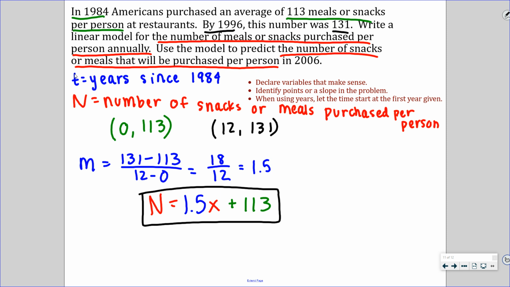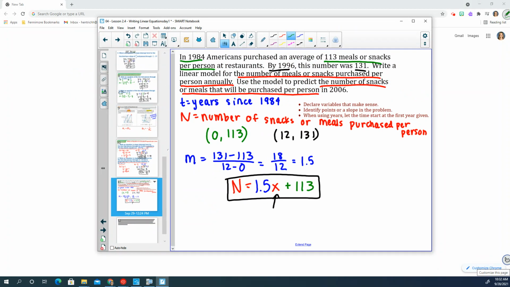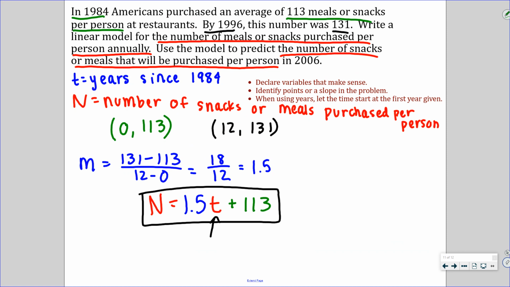So this will factor in. Oh, I used t, didn't I? Oh, good catch, Miss Hendrick. I almost used a different variable than what I defined. We need a t here. Sorry. T. So used to using x. T represents my years since 1984. So each year it's increasing about 1.5. And then we'll add in what it started at year 0 in 1984. We started with already that data of 113 meals or snacks per person.